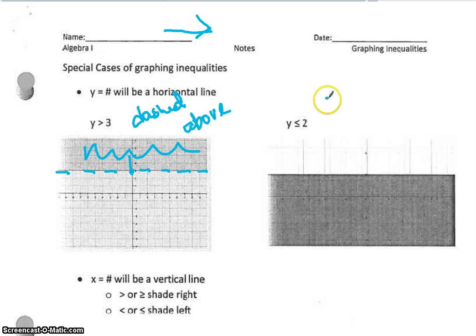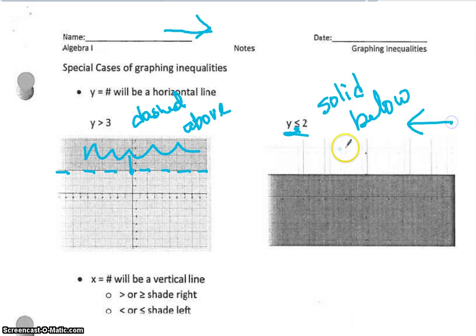On this one, you would notice that it is going to be a solid line, and that's because of this line right here. And then it's going to be below because your arrow, when you make it an arrow, actually points to the y. So you go to where y is 2 and you make your dot. You draw a solid line across the graph. Put your pencil on the line, go down, there's your below.